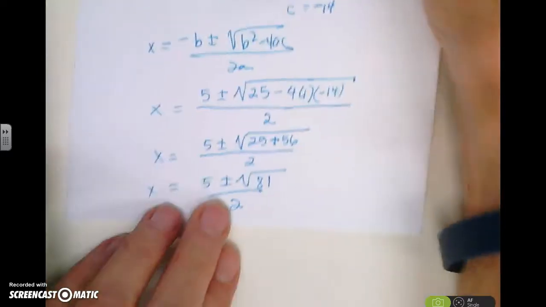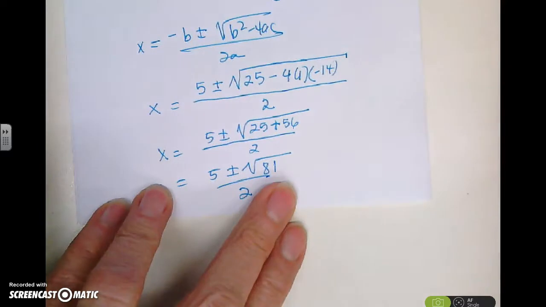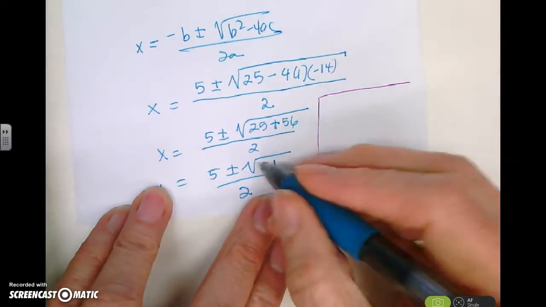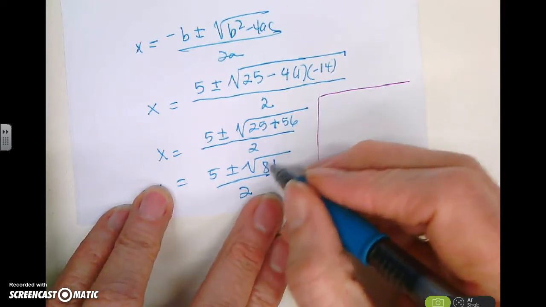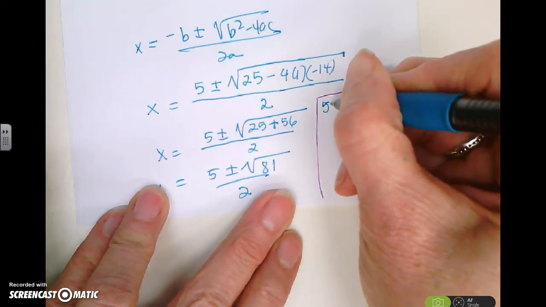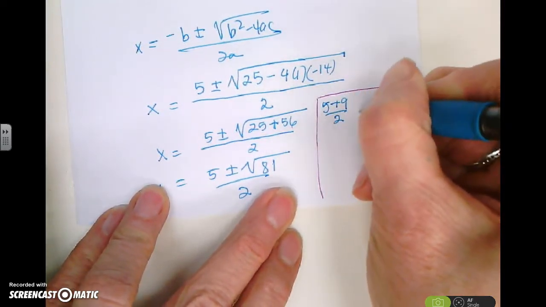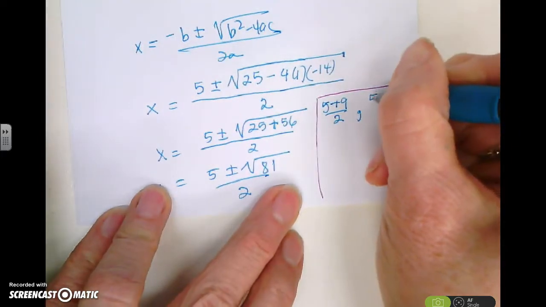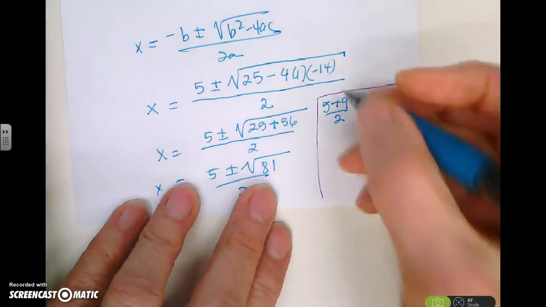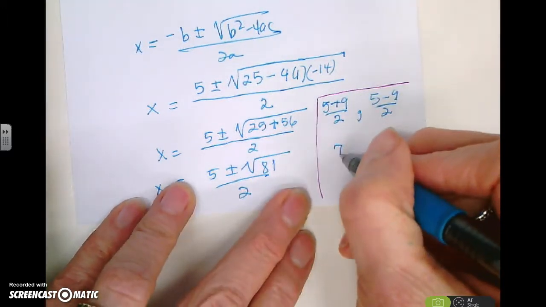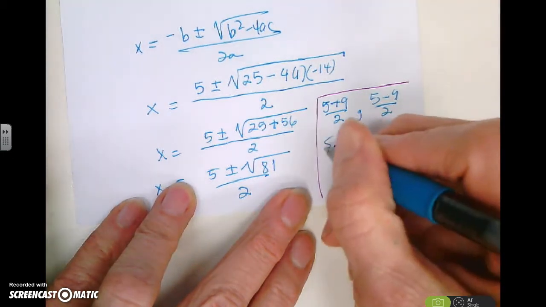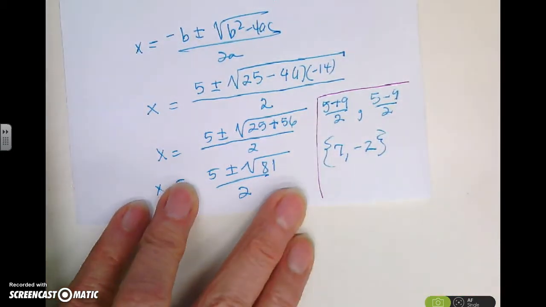I ran off the page, didn't I? I'm going to make a division here and continue working over in this corner. I know what the square root is, so I'm going to need to simplify the square root of 81, which is 9. So I'm going to have 5 plus 9 over 2 for one of my answers, and my other answer is going to be 5 minus 9 over 2. So that's going to be 14 divided by 2, which is 7, and negative 4 divided by 2, which is negative 2. So here's my two answers.